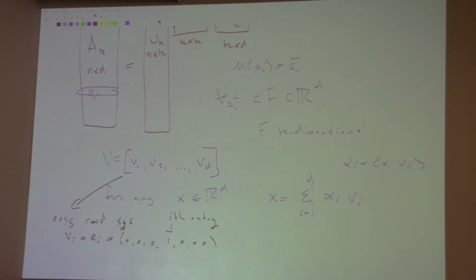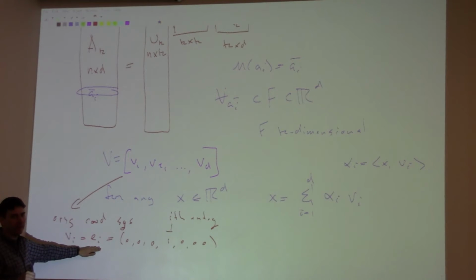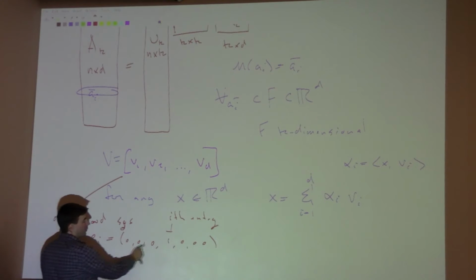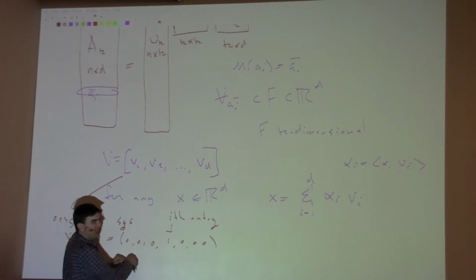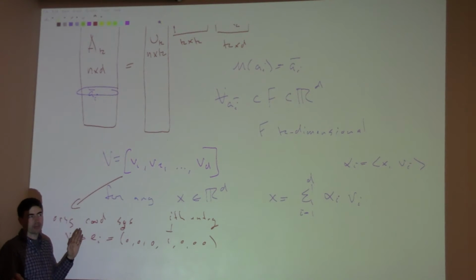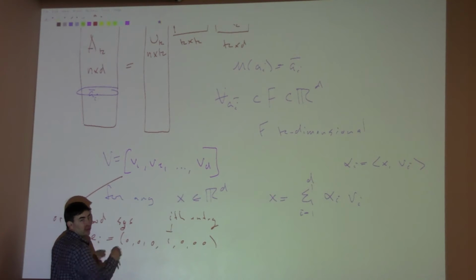Okay, so I needed each of these vectors to have a unit norm. That means if I summed up all the squared entries, they would sum up to 1, and I have only one entry that's 1, so that works. I need them all to be orthogonal with each other, so if I took the dot product with a different one that had a different entry as 1, it's going to be 0.